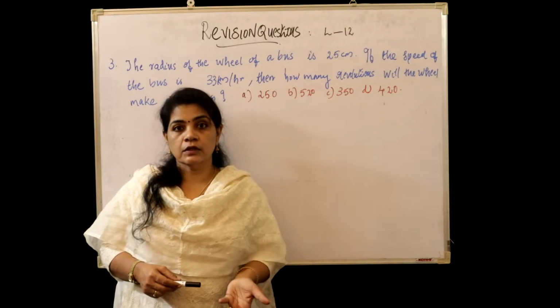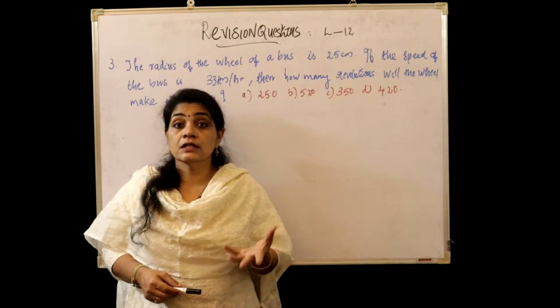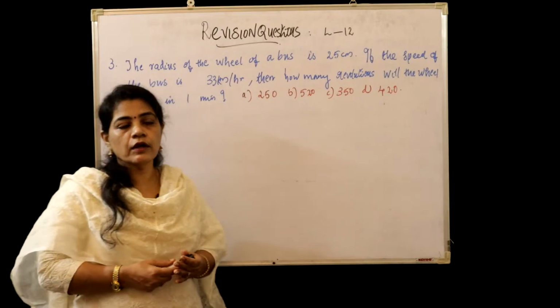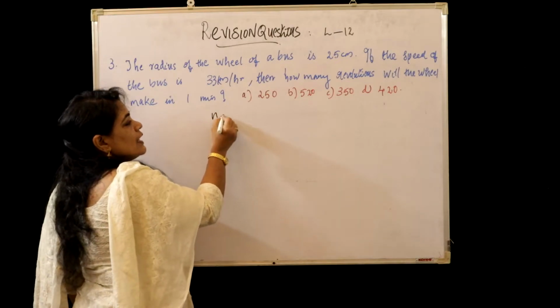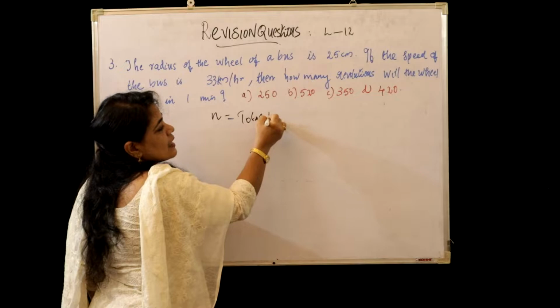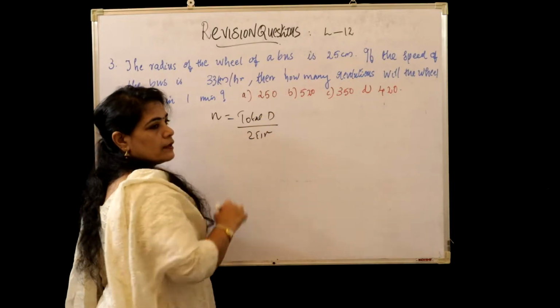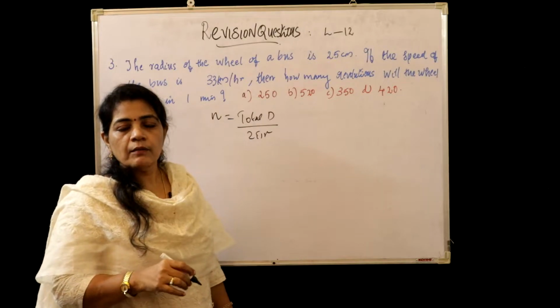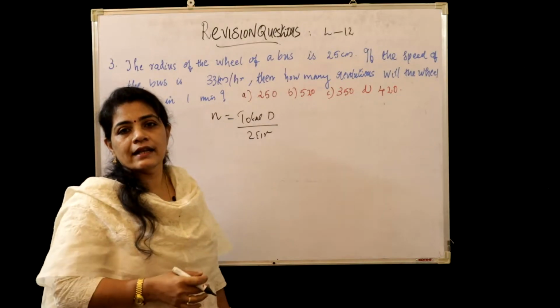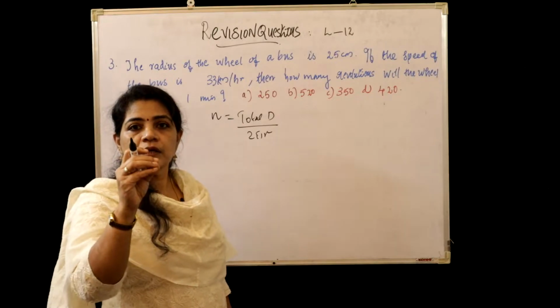It's a very important question. Number of revolutions, this type of question can be expected, children. So number of revolutions, n, is equal to total distance covered divided by the circumference of the wheel, that is 2 pi r. But here the distance is not directly given. What is given? 33 km per hour.